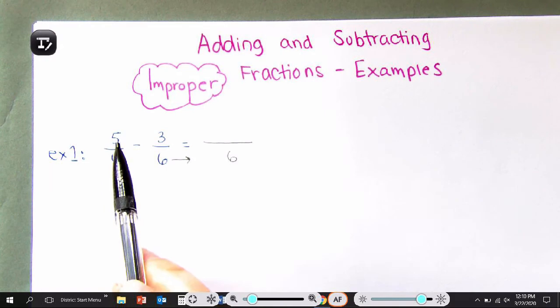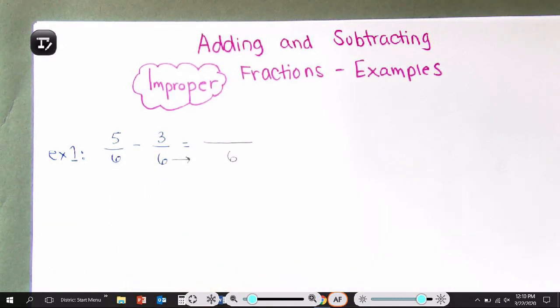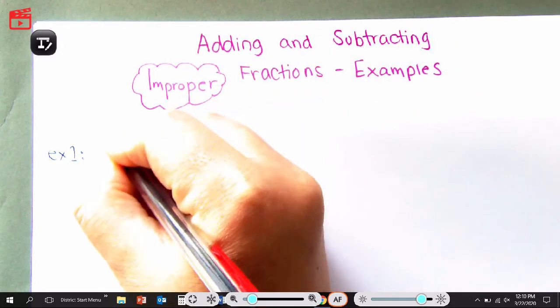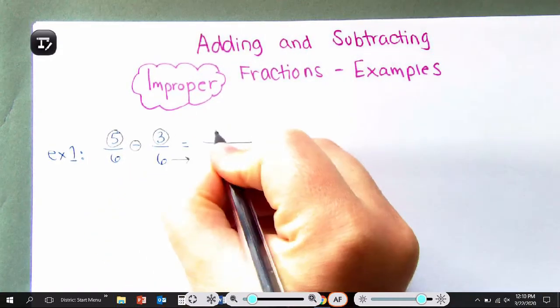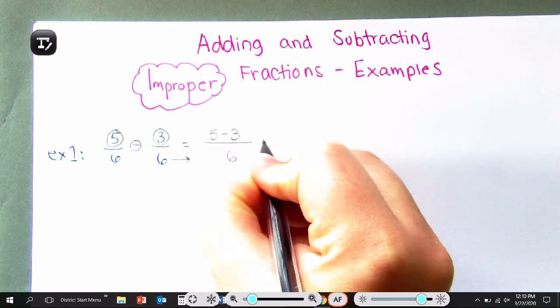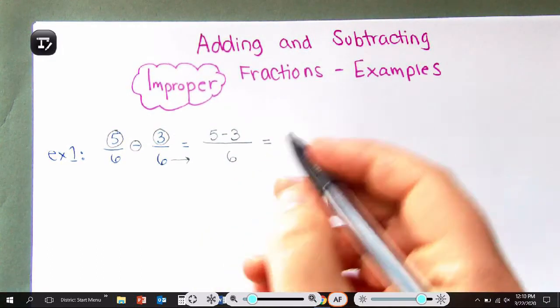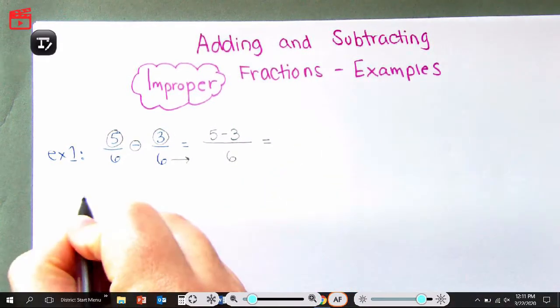So then we have 5 minus 3. So now we are on step number 3, and it says take your numerators and add or subtract like usual. Okay. So I'm going to take my numerators. Here's 5, here's 3, and here's a minus. So I'm going to say 5 minus 3. And then we're going to subtract like usual. So we have 5 minus 3. I don't know what that is, so I'm going to use counters.